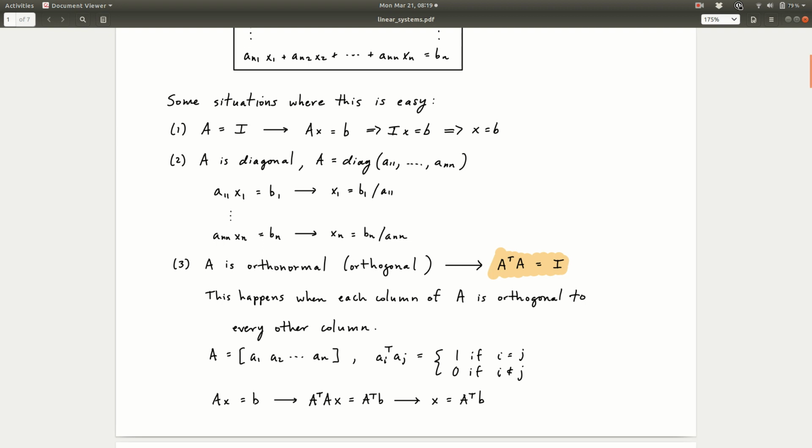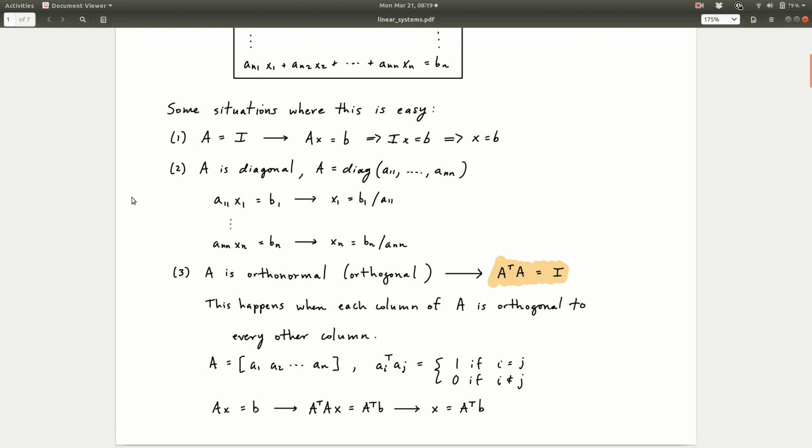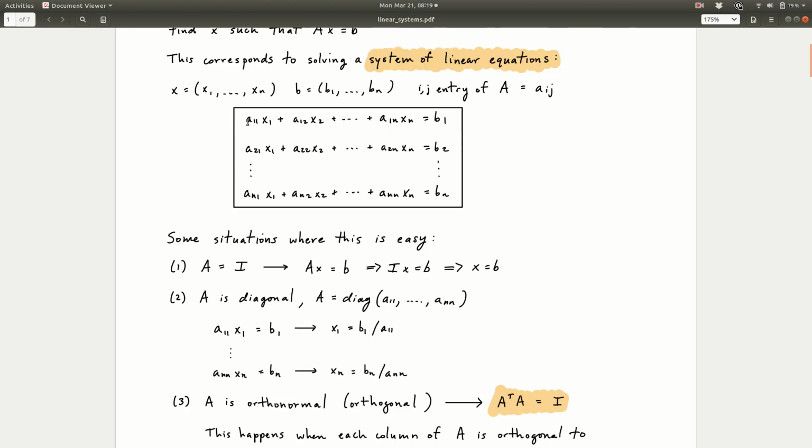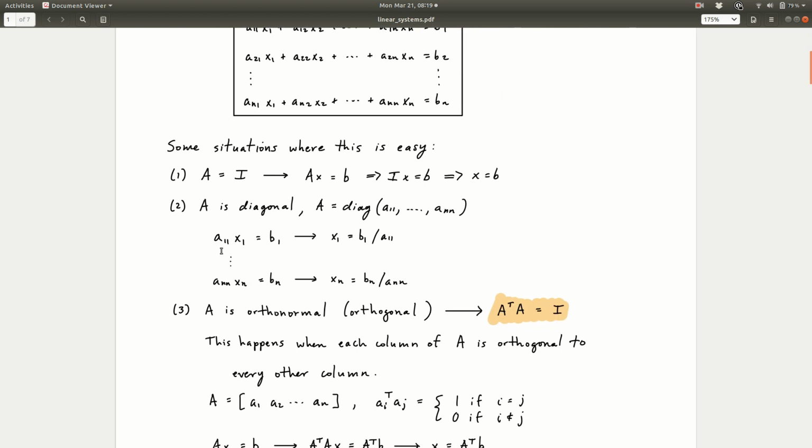Now, this solution only works if all of the Aii's, all of these diagonal entries, are non-zero. So if A11 were 0, you wouldn't be able to do B1 divided by A11 because you can't divide by 0. But that would violate our assumption here that the inverse exists. So if you have a diagonal matrix with one of the entries being 0, then the matrix is singular and it doesn't have an inverse. So by assumption, all of these are non-zero.